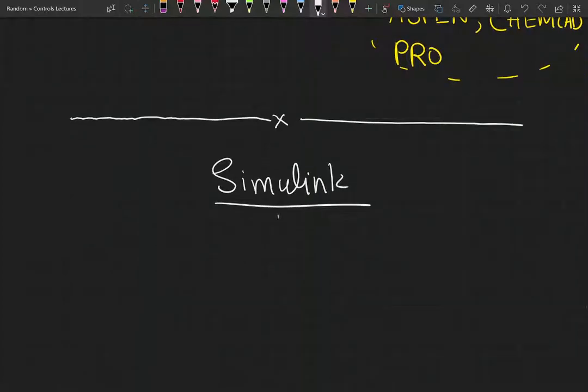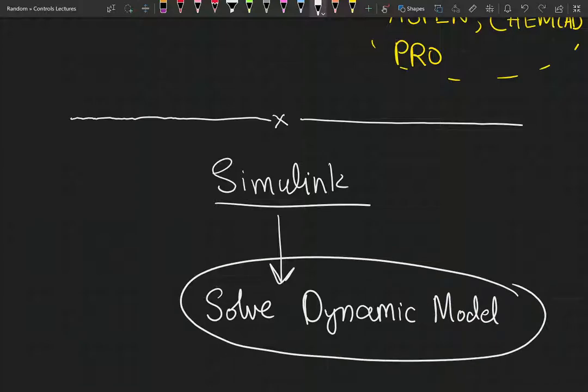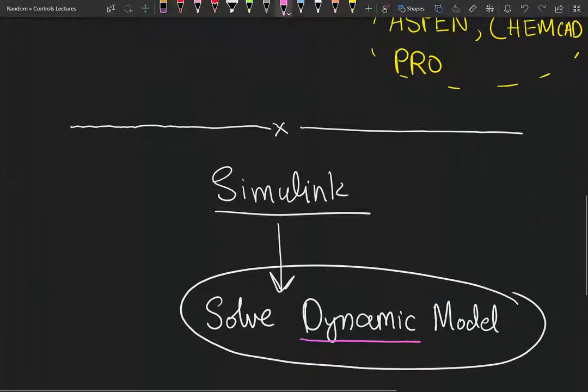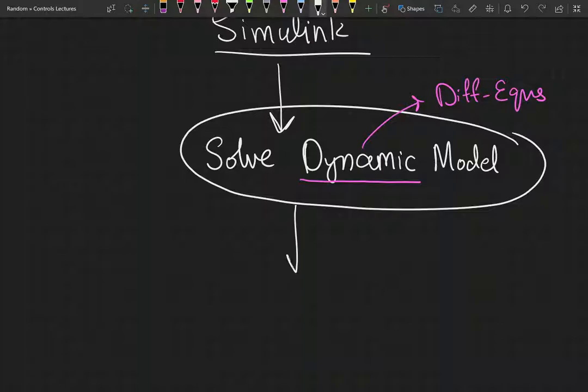you would want to solve a dynamic model. A quick quiz. What is a dynamic model? Like, what kind of equations does a dynamic model give? Pause the video, think for a second. All right, I hope you've thought about it, and the answer is differential equations. And in order to solve these differential equations, we're going to need various numerical ODE solvers.